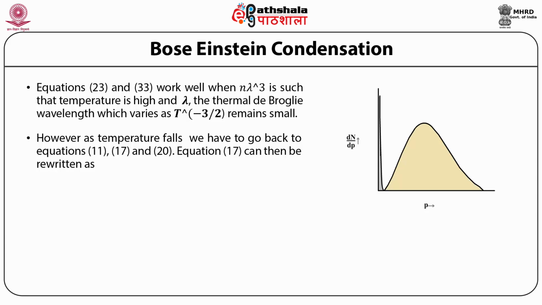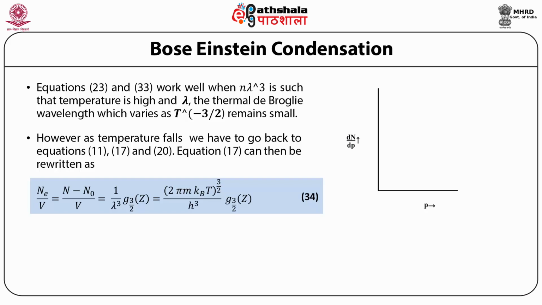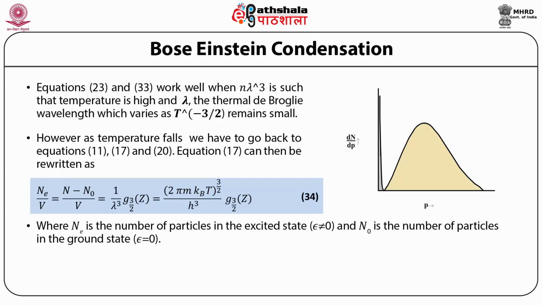Equation 17 can then be written as N_e upon V is equal to (N minus N0) upon V is equal to 1 upon lambda cubed multiplied by the Bose integral g of the order of 3/2, is equal to (2 pi m k_B T) raised to power 3/2 divided by h cubed multiplied by the Bose integral of the order of 3/2, where N_e is the number of particles in the excited state and N0 is the number of particles in the ground state, that is, the state with epsilon equal to 0.